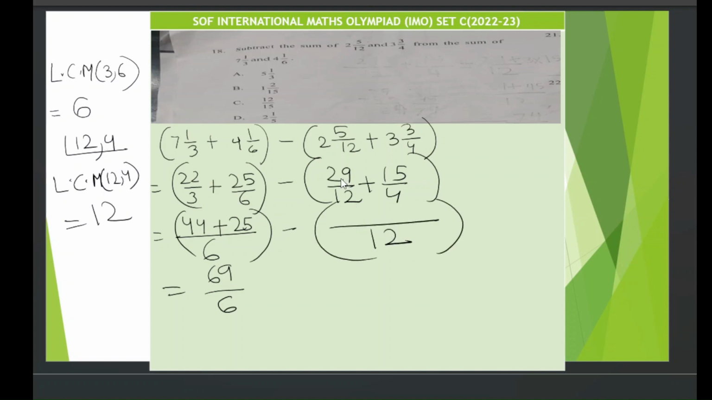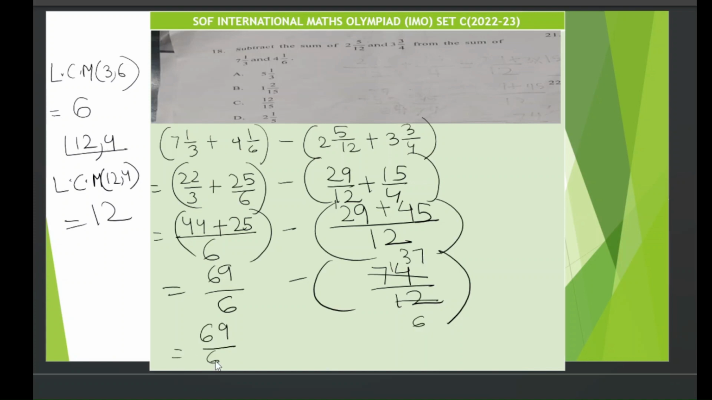12 ones are 12. 29 multiplied by 1 is 29. And 4 threes are 12, 15 into 3 is 45. So 9 plus 5 is 14, 1 gets carried over. 3 plus 4 is 7. So 74 by 12. We have got a common factor here, 2. So let's remove it first. 2 threes are 6, 7 minus 6 is 1. 2 sevens are 14 and 2 6s are 12.